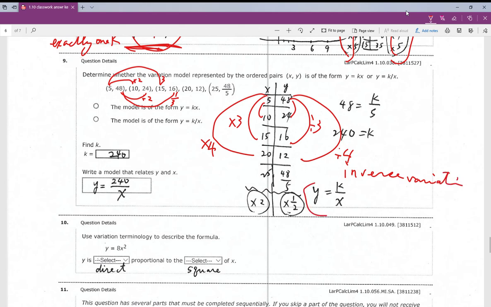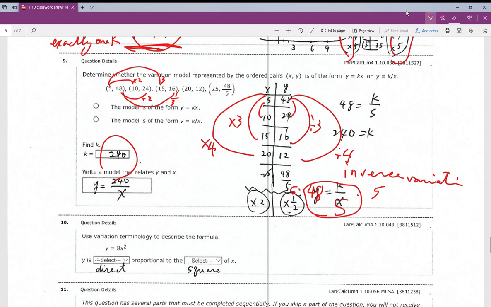Inverse variation, this is the formula you need to follow. And then you try to plug in to find k. Okay, so when x is 5, y needs to be 48. So how do you solve for k? You multiply 5 on both sides, then you can solve for k. Okay.